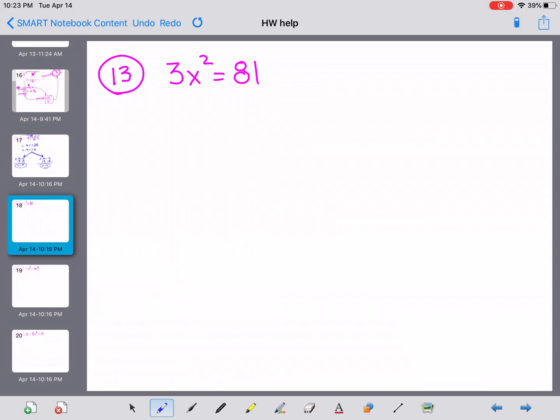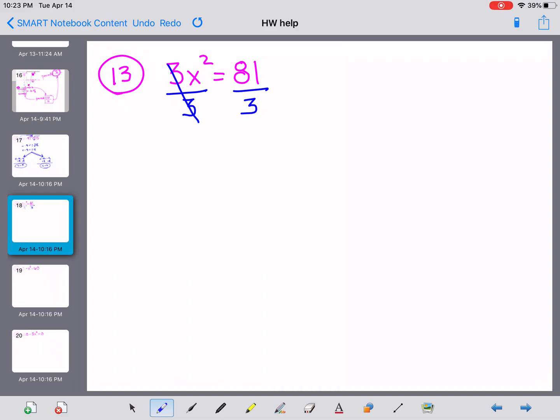All right, so number 13, I can do square root method because there's only an x squared in the problem. There is no x in the problem. So my procedure, my thought process is I want to get this x squared alone, right? I want to isolate it, which means I have to get rid of this 3. How do I get rid of the 3? I'm going to use division.